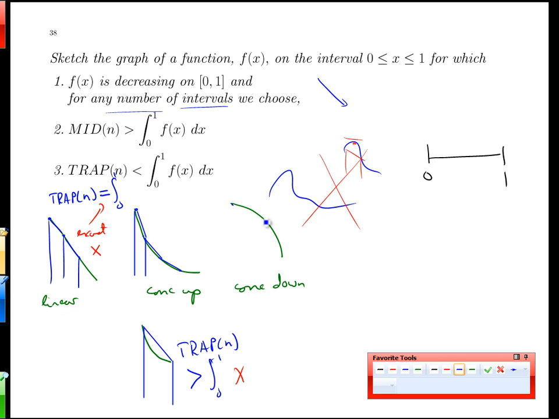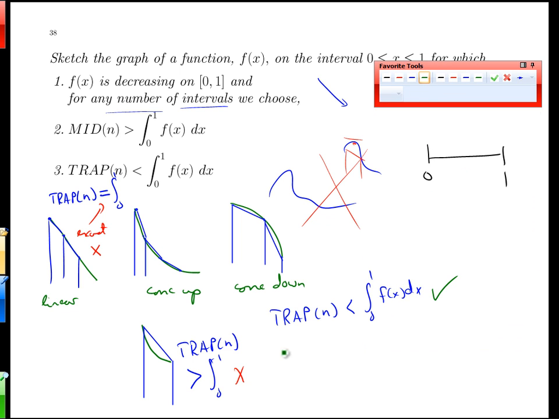Let's try just doing it at 2 points here, 2 intervals. Aha. Now if we look at this function and ask how does the trapezoidal rule relate to the actual area underneath the graph, or the actual integral value, here we'd have that the trapezoidal rule is going to be less than the actual integral. All right, so that's good. That's what we like.